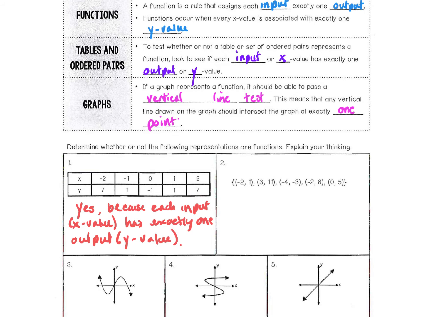Our next relation shows this relationship in ordered pairs. In order to figure out the inputs and outputs, to make them a little bit more clear, I prefer to highlight each one of the inputs. And as I scan and look, I can see that I have two ordered pairs with -2 as the input. But when I look at what they're matched up with, this is matched up with +1, this is matched up with +8. So -2 has two outputs. So this one is not a function.